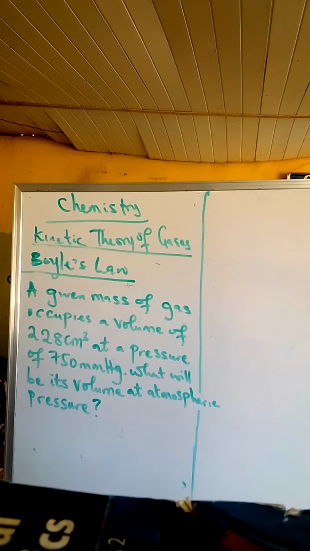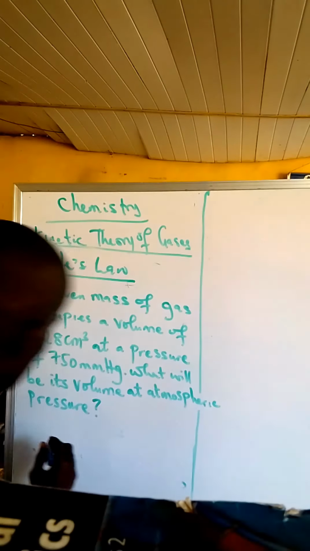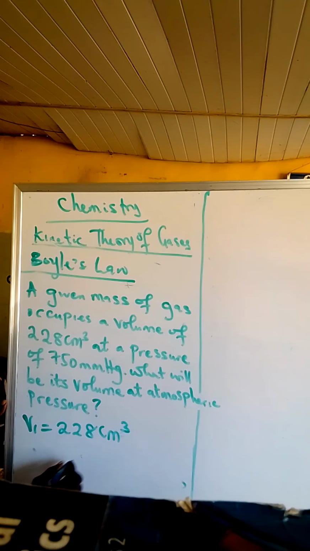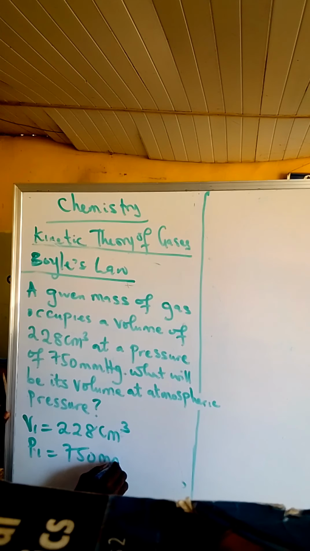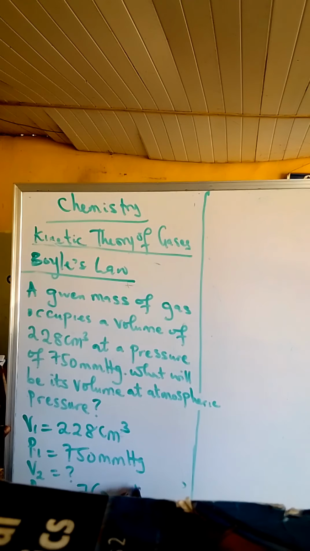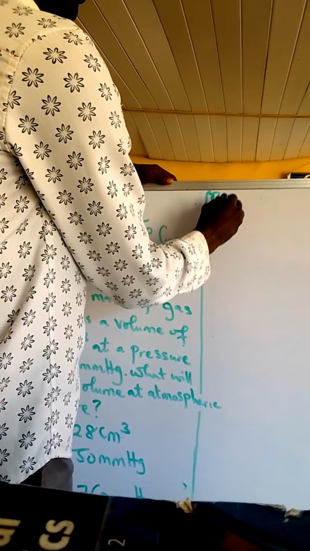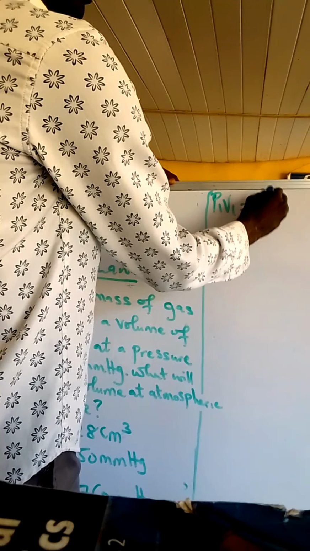Our V1 here is 228 cm cube. P1 is 750 mmHg. Then we have to calculate V2. But don't forget, we're told that we look for V2 at atmospheric pressure. Atmospheric pressure is 760 mmHg. And Boyle's law is P1 V1 equals P2 V2.